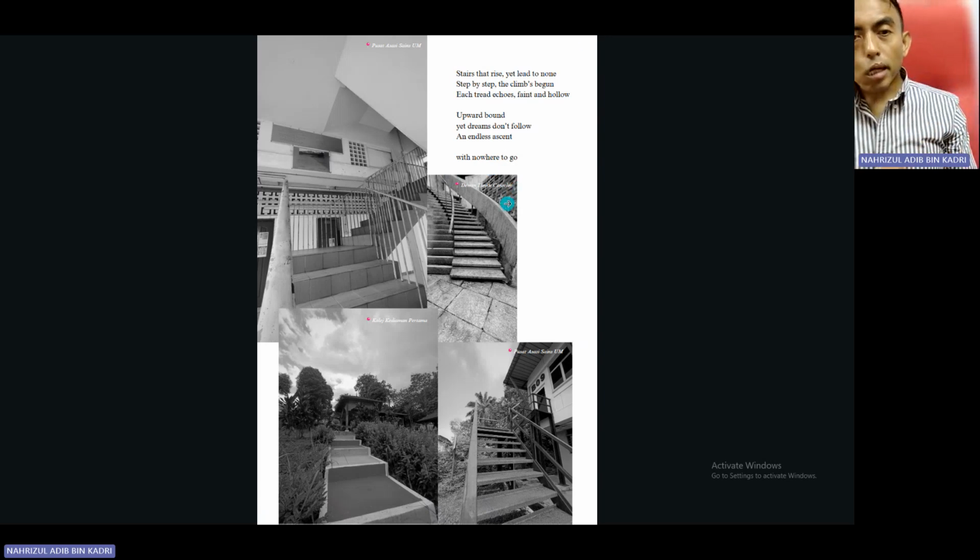So the story is that we all know what stairs do. It leads us to the next floor. But sometimes that floor actually goes nowhere. It's not where you want to go, you see. So that's my message. That's my story. So this is the third part of my story, the ending of the poem, right?